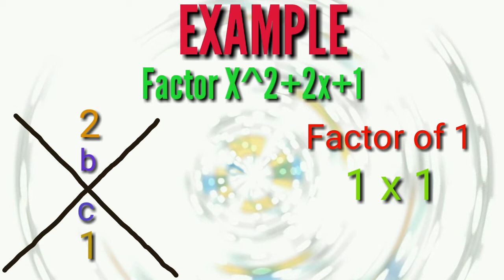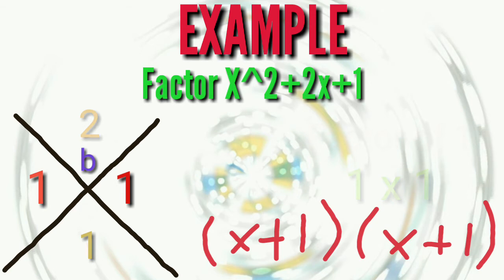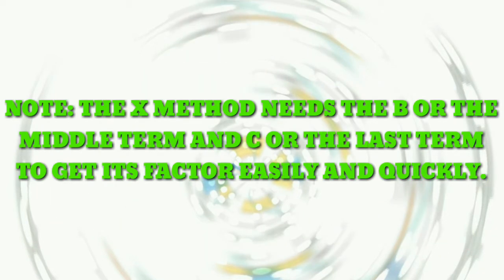And now, we will put the factor of c in the blank space, which is the right and the left. So we will put the 1 and 1. Last step, we will get the 1 and 1 and we will put it into parentheses so that we will get the factor of x squared plus 2x plus 1, which is x plus 1 times x plus 1 or x plus 1 squared. Take note, the X method needs the b or the middle term and c or the last term to get its factor easily and quickly.